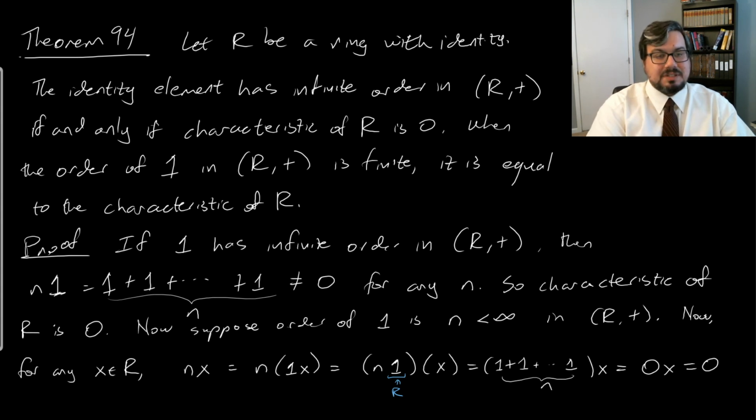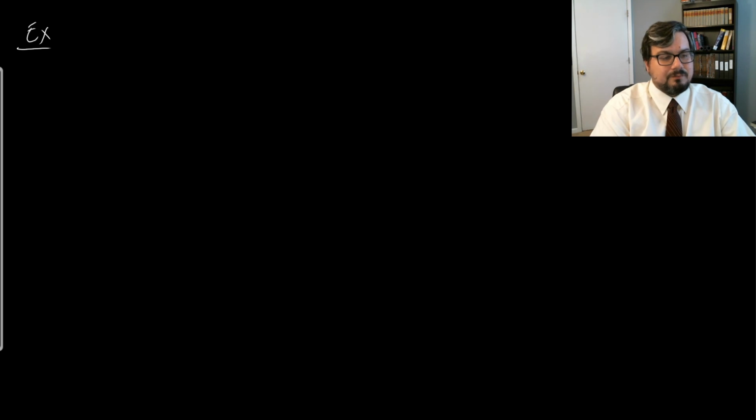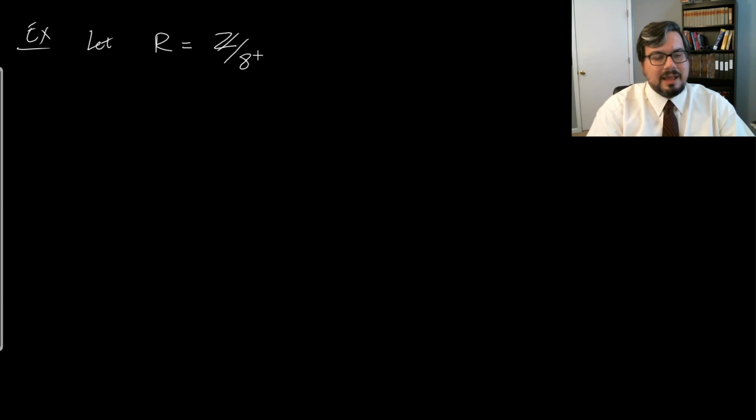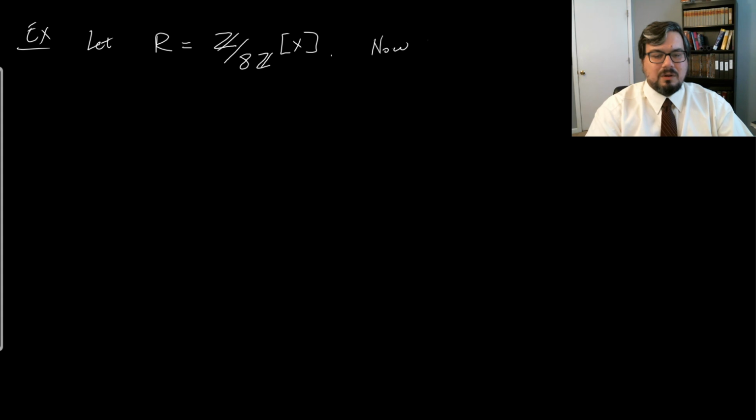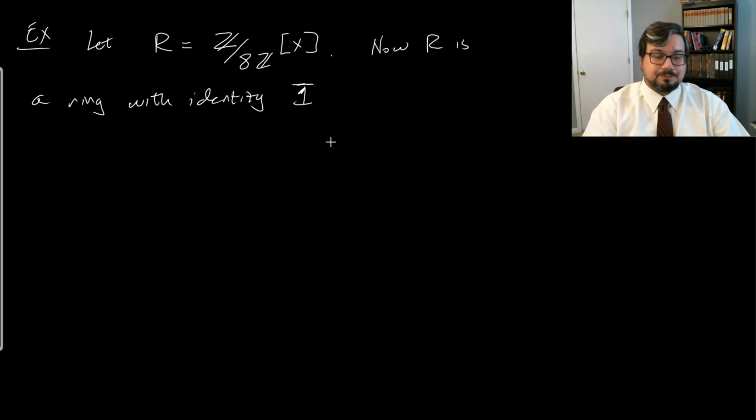So let's use this to calculate some examples. Let R be Z mod 8Z adjoin x. So these are polynomials whose coefficients are elements of the ring Z mod 8Z. So now R is a ring with identity 1 bar. Now this is the constant polynomial 1.